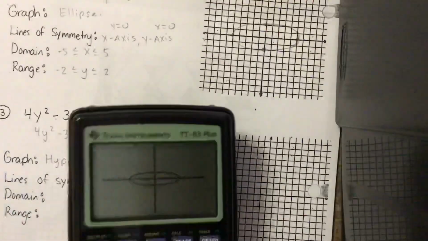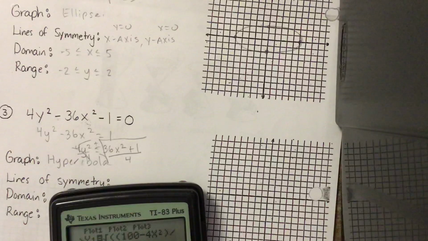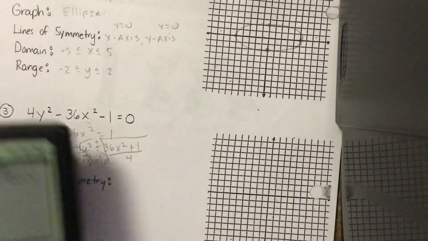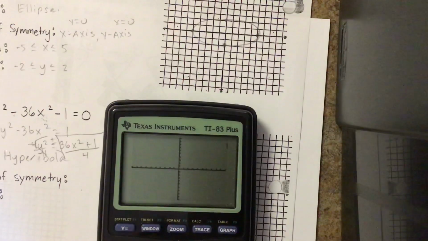So now what? I'm going to adjust what I've got in here. Now I've got 36x squared plus 1 divided by 4, and the opposite of that. Let's graph it. 2 branches. There we go.